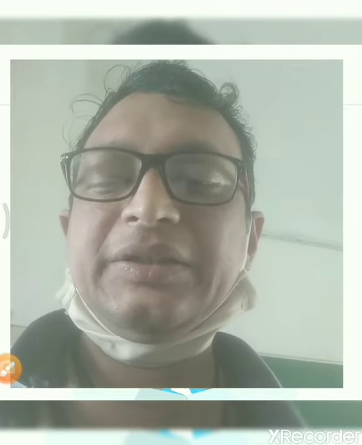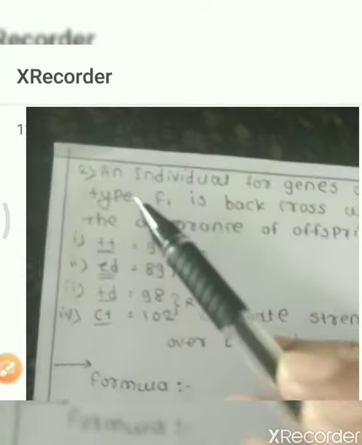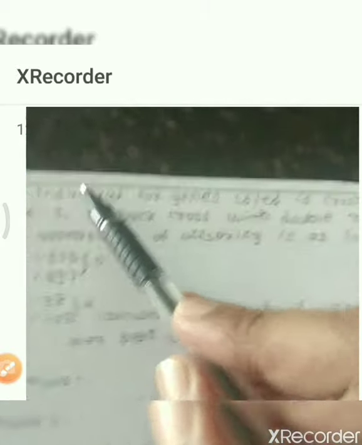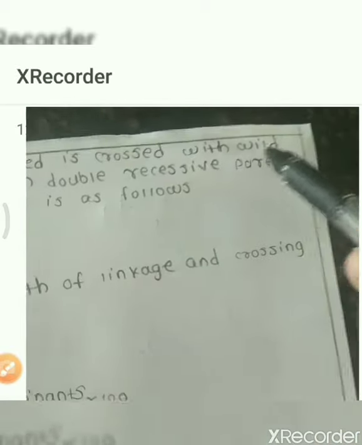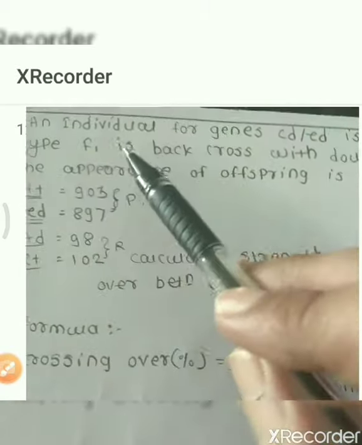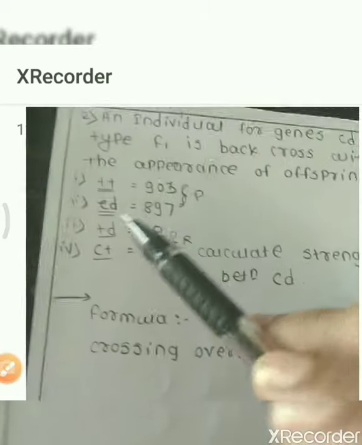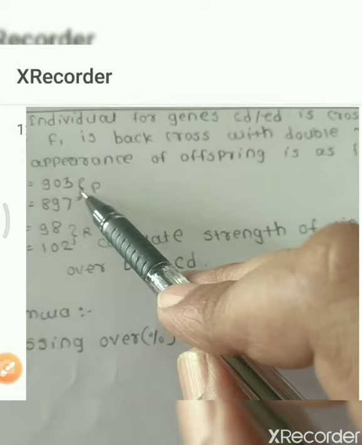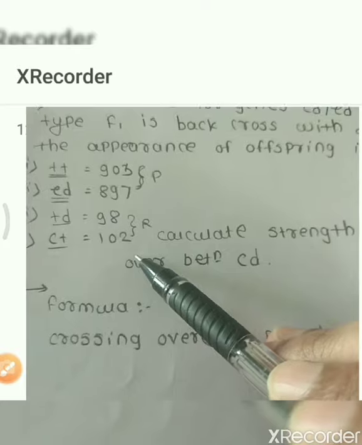Hi friends, today we'll discuss the fourth problem, which is based on linkage and crossing over. What is given in this problem? An individual for genes CD is crossed with wild type. F1 is backcrossed with the double recessive parent. The appearance of offspring is as follows: plus 903, CD 897, plus D 98 and C plus 102.